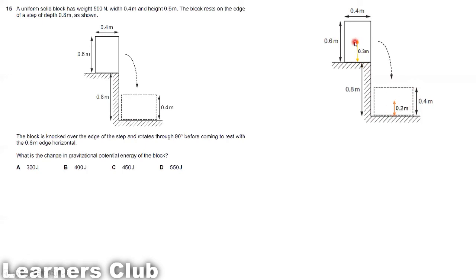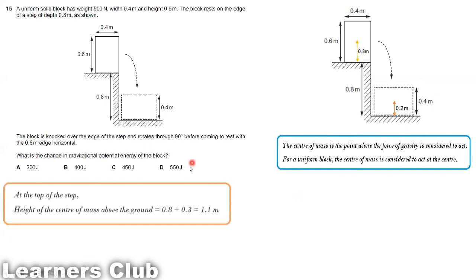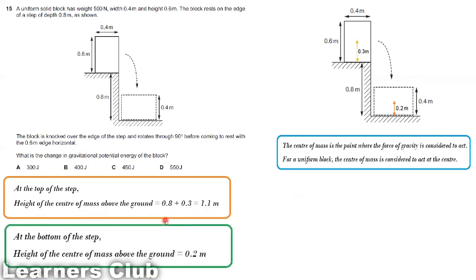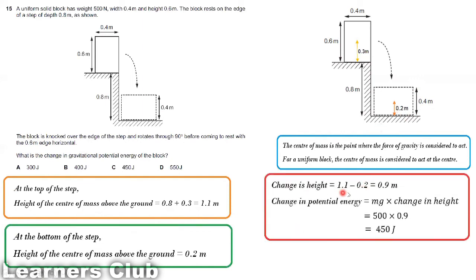So the initial height is going to be 0.8 plus 0.3, which is 1.1 meter. The height of the center of mass above the ground is 1.1 meter. Then at the bottom, it's going to be 0.2. So the change in height is 1.1 minus 0.2, that is 0.9 meter. Change in potential energy is mgh. mg is already given, the weight as 500 Newton. Change in height, we already found 0.9. So the answer is 450 joule. As you can see, that is option C.